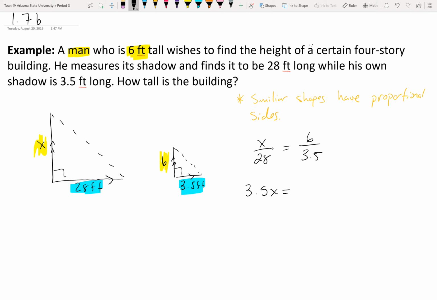The question was, could we have used SOHCAHTOA? You could have if they gave you angles. Since they didn't give us any angles, we could not have used trigonometry.